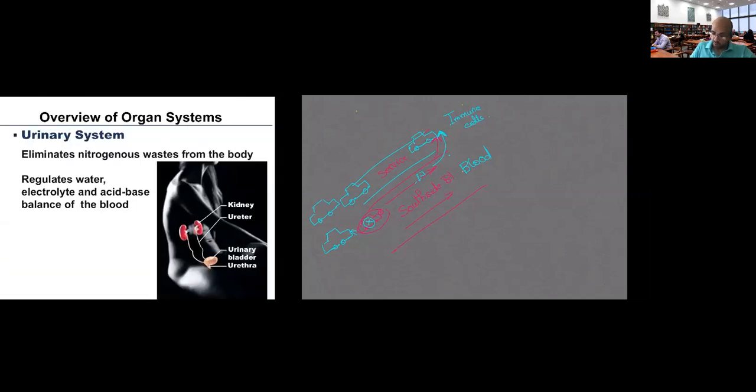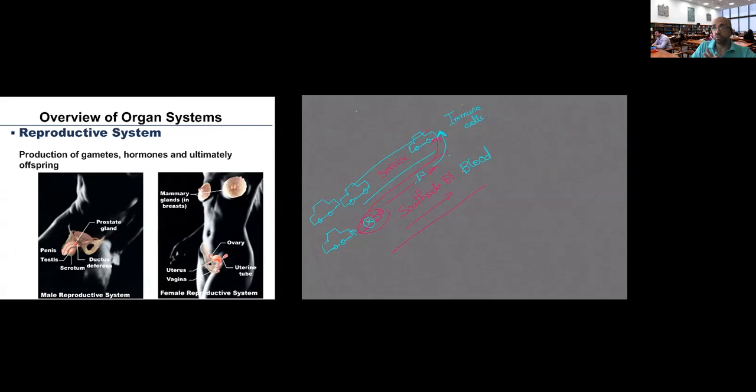Urinary system, it's going to be formed of the kidneys, ureters, urinary bladder, and urethra. And again, the function here is to filter the blood, to filter the toxins out of the blood and release it in the urine.